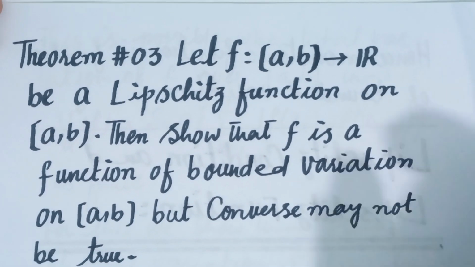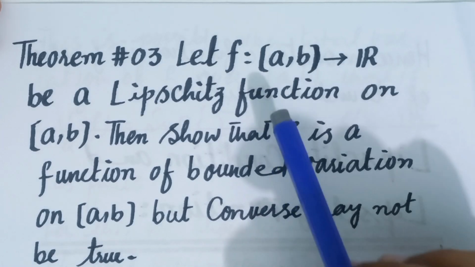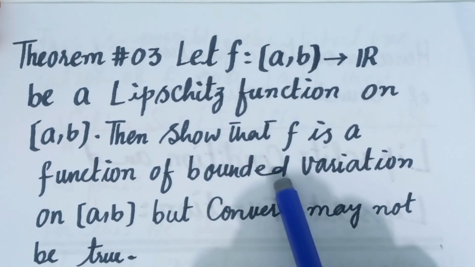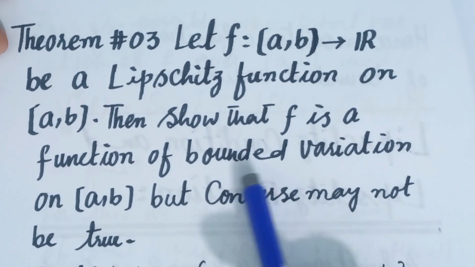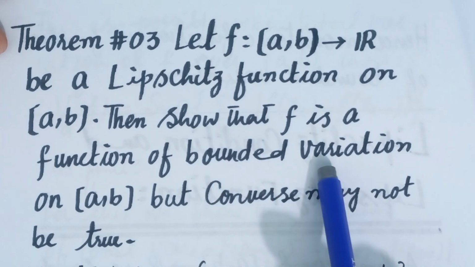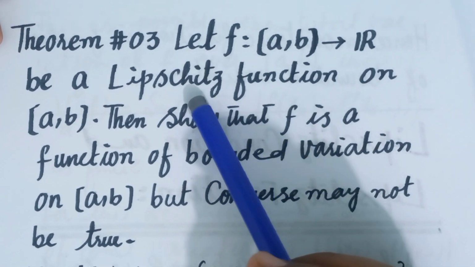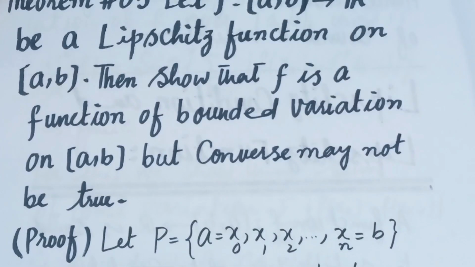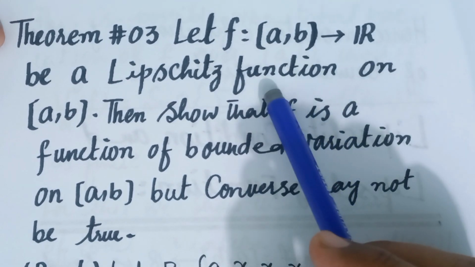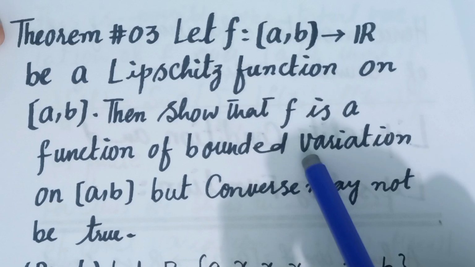In the first part, we will show that if our function f is a Lipschitz function, then it is a function of bounded variation. And if our f is a function of bounded variation, then it is not necessary in general that our function is a Lipschitz function. So firstly, we show that if our function f is a Lipschitz function, then it is a function of bounded variation.